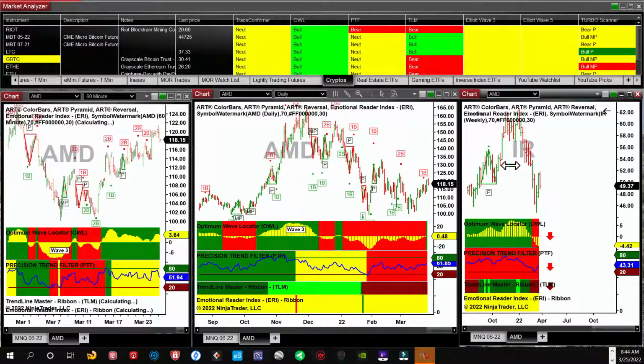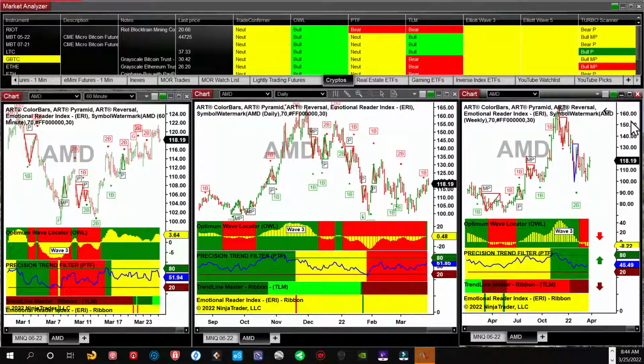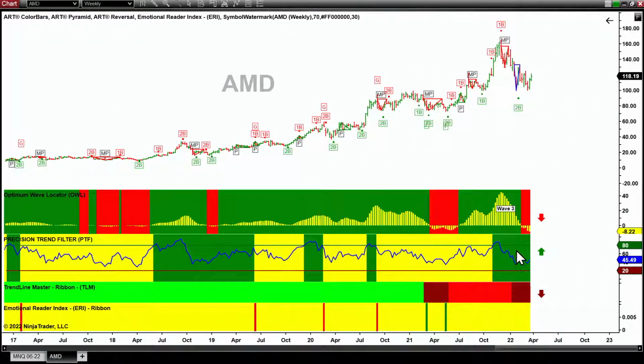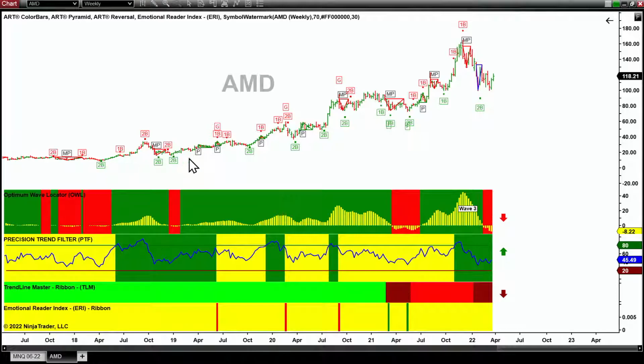Give that a second to load. All right, very interesting here. All right, so we got a green PTF. This is the weekly chart. Wave 3, you can definitely just see it from how fast these wave 3s move. So here we are. Now, very interesting point.